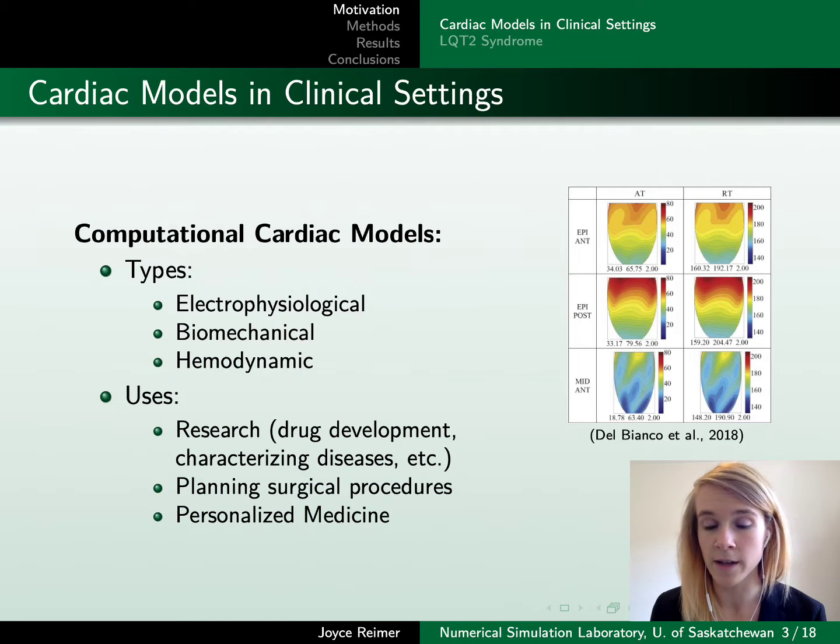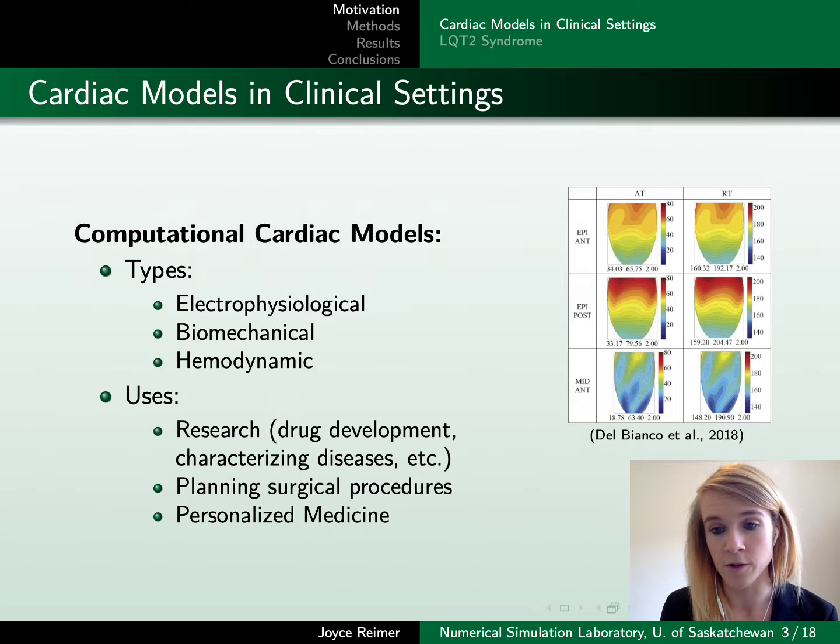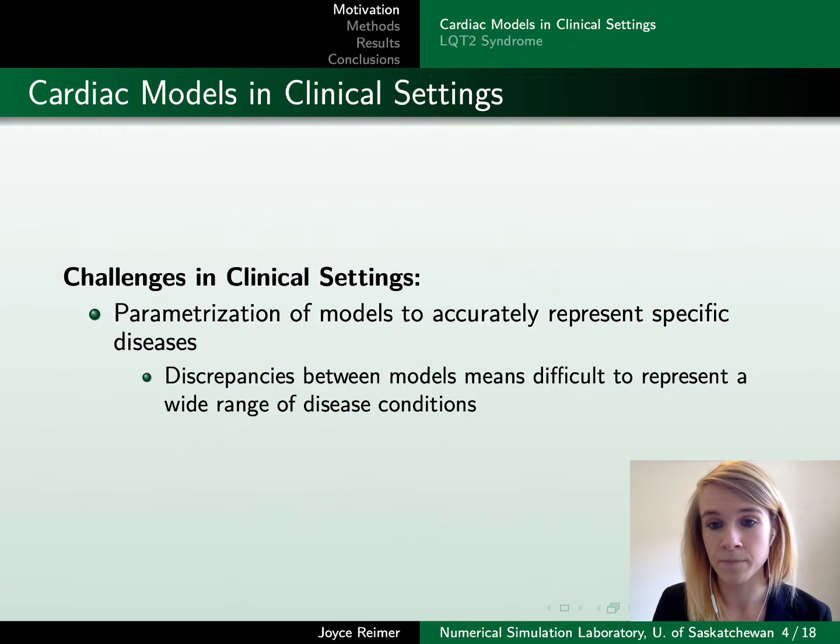Cardiac models in general have several uses. One is research on drug development or disease mechanisms. There are a handful of studies on the use of cardiac models in planning surgical procedures, and they also have a role to play in personalized medicine because of the idea that cardiac models may be customized to represent a specific individual's heart function. So cardiac models are gaining some traction for their potential use in clinical settings, but they are still mainly being used by the research community at this point.